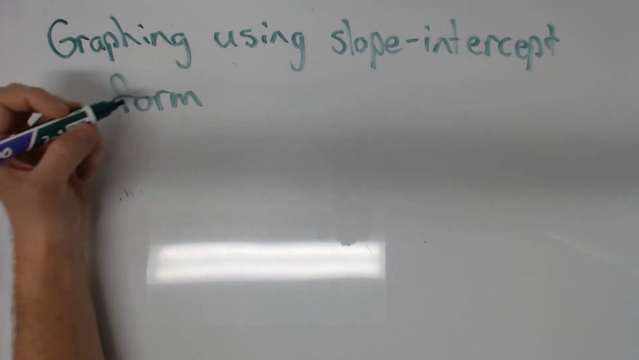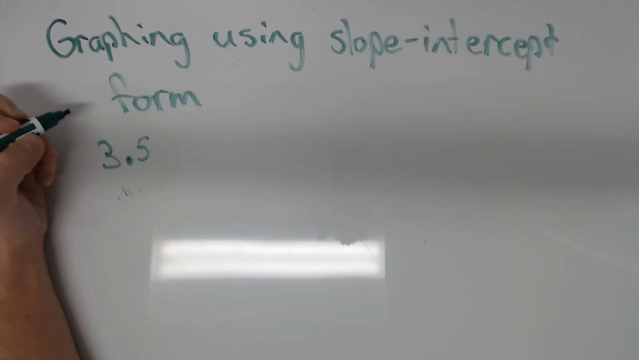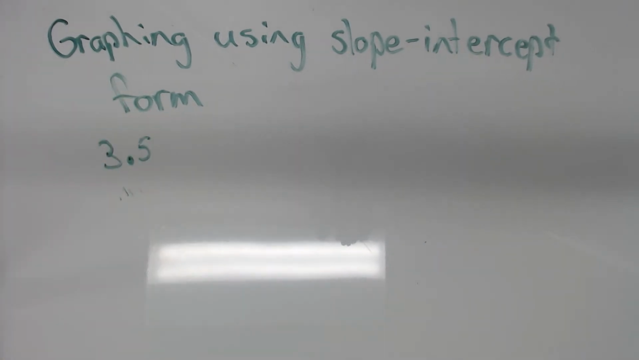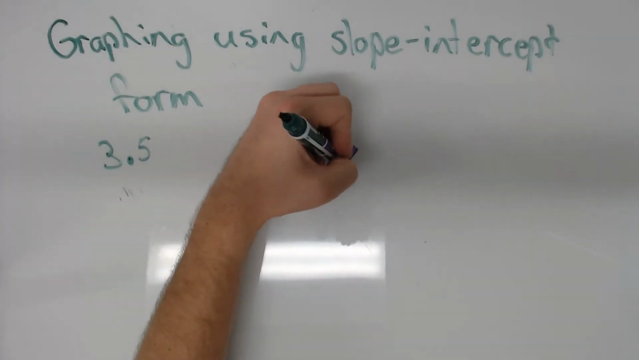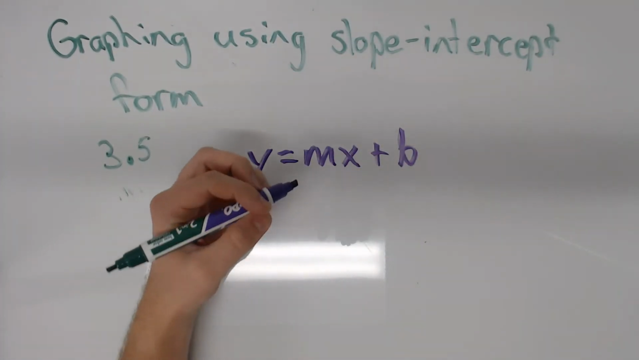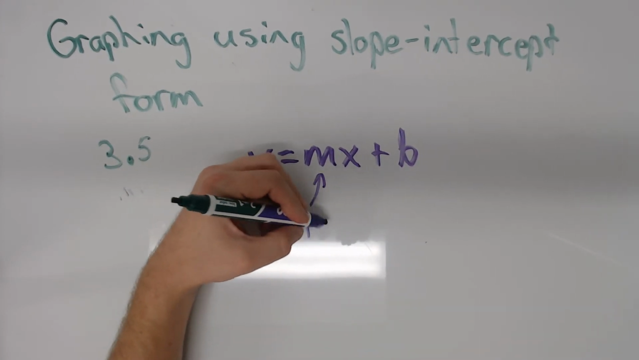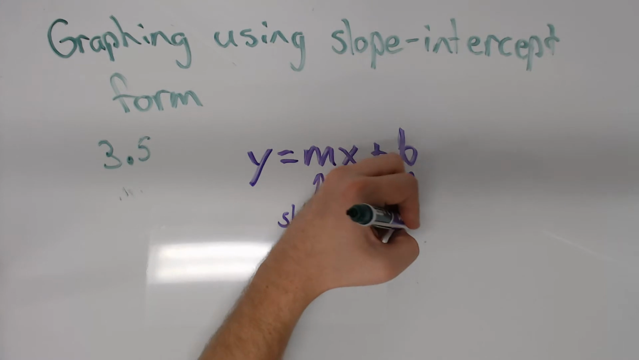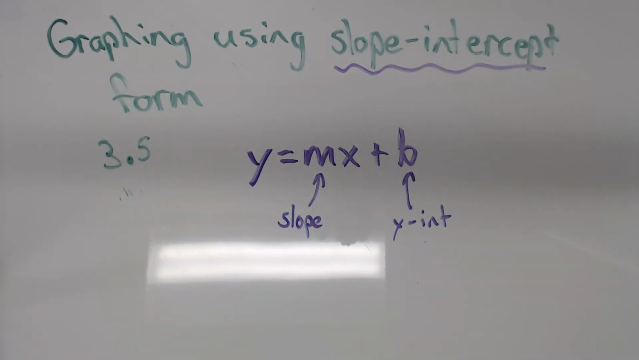Lesson 3.5 has us graphing using a new form of an equation called slope-intercept form. Now this is the one that we're familiar with, y equals mx plus b. The reason it's called slope-intercept form is m represents the slope and b represents the y-intercept. So the name of it is what the equation tells us. And that's really useful information for graphing.